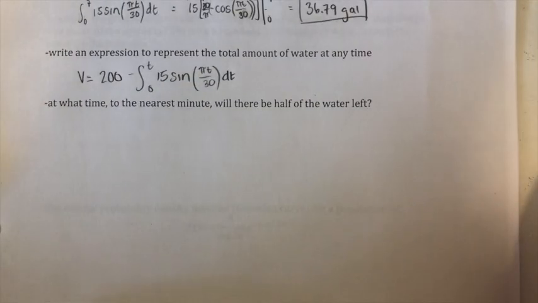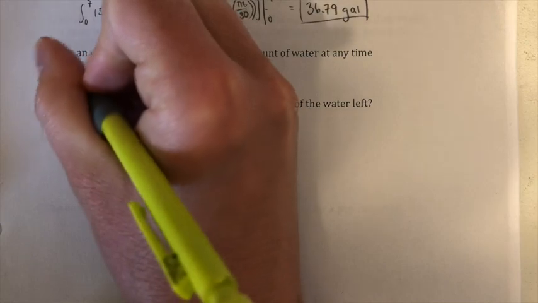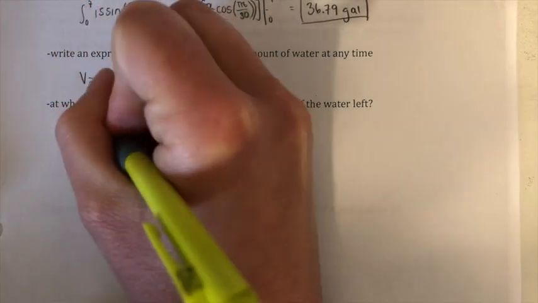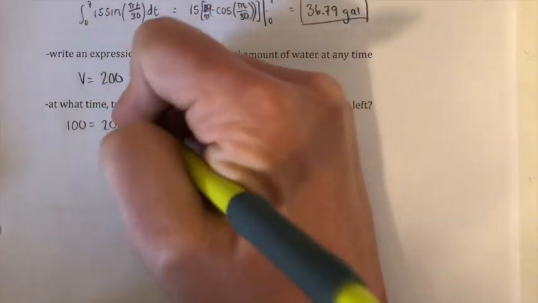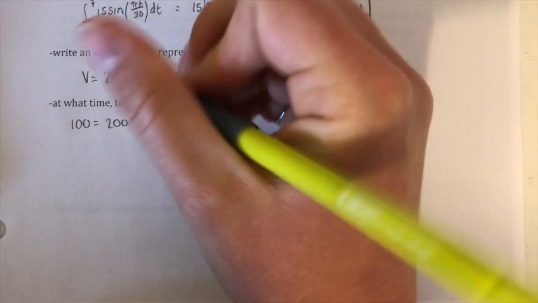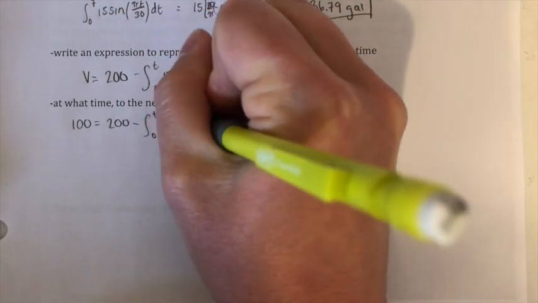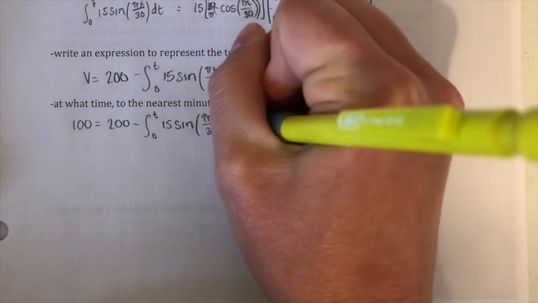At what time to the nearest minute will there be half of the water left? Okay, so then we want to say that the volume is 100. Oops, should be minus. And so then we can just solve using this integral.